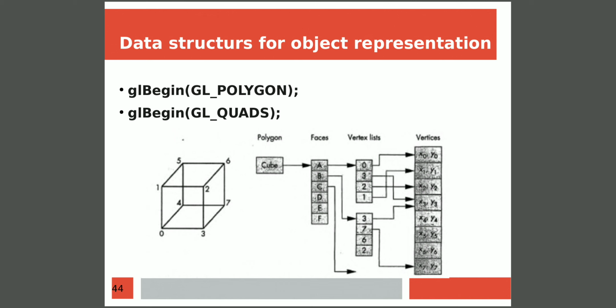In the first level you will consider the whole object as a cube. In the second level you will specify the faces of the cube as A, B, C, D, E, F. In the third level we will specify the vertices for each face, and then in the fourth level we'll give the specific values for each vertex. That is, the specific value for the 0th vertex is x0, y0, for the first vertex x1, y1 and so on.